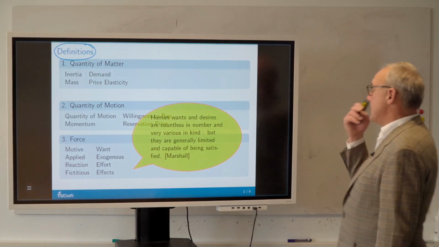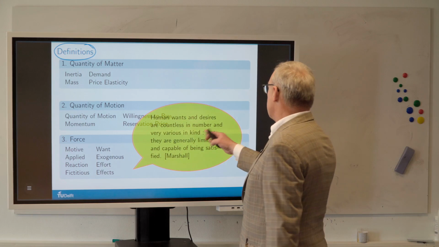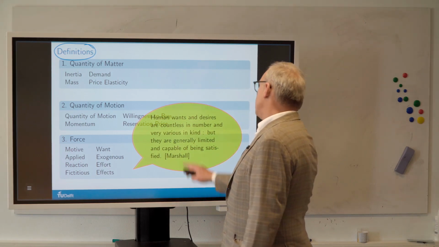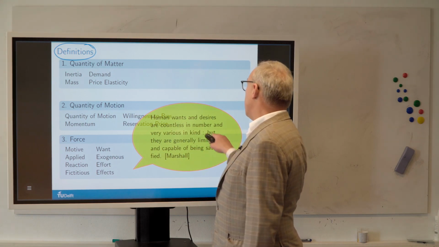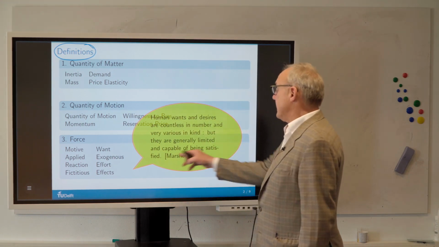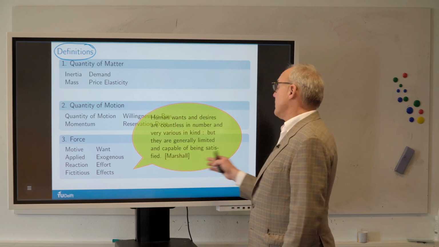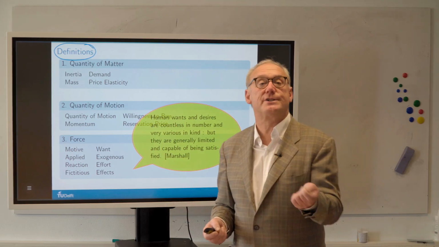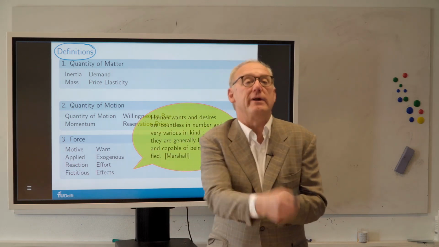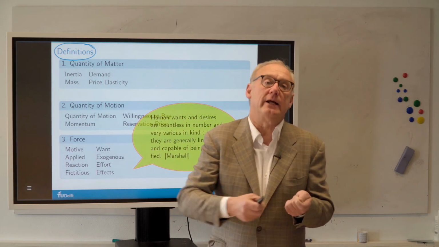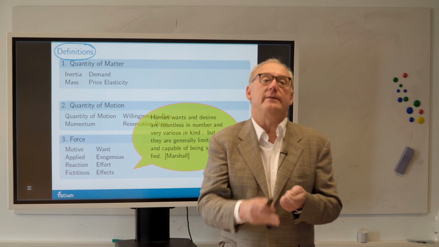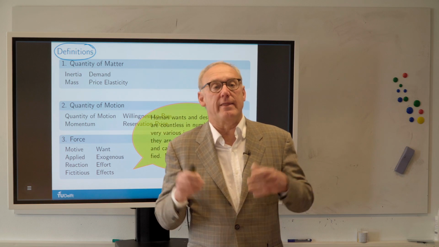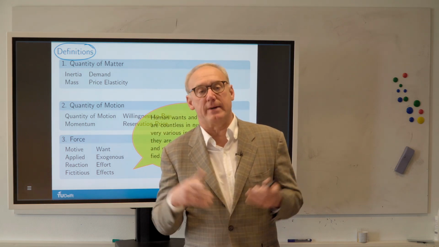So here's what Marshall says: human wants and desires are countless in number and various in kind, but they are generally limited and capable of being satisfied. Now, I left this in the quote basically because the rate of satisfaction is going to be the power. So the force, you got this want, you got to fulfill it, so you got to pair it with a flow of commodities, and that product will give you the power. That's the way Marshall will think about it.